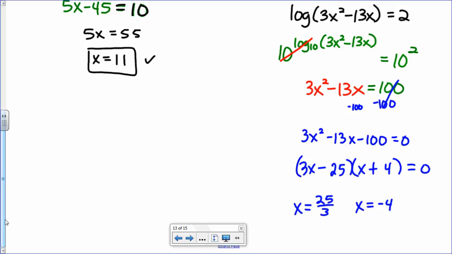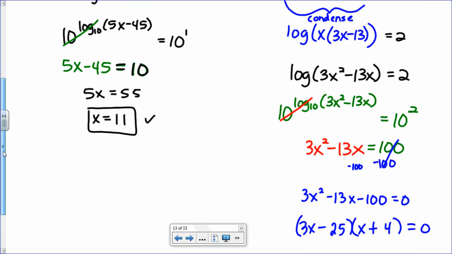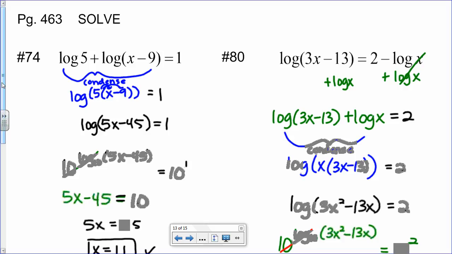Okay. We need to go back and check. There's 2 different places where I would have to plug x in. All right, so 25 over 3, if I go back to check that at the beginning, 3 times 25 over 3 is 25. 25 minus 13, is that positive? Okay, so we're okay there. 25 over 3, is that positive? Yeah, so that one's good.